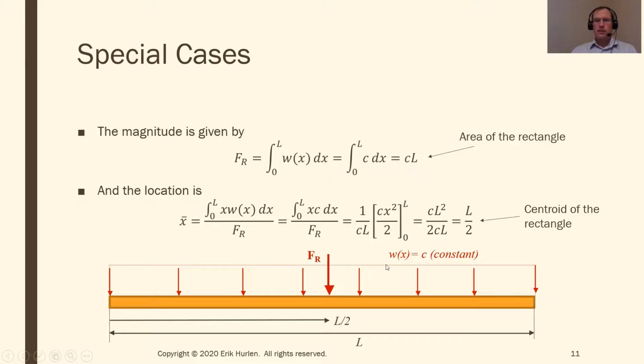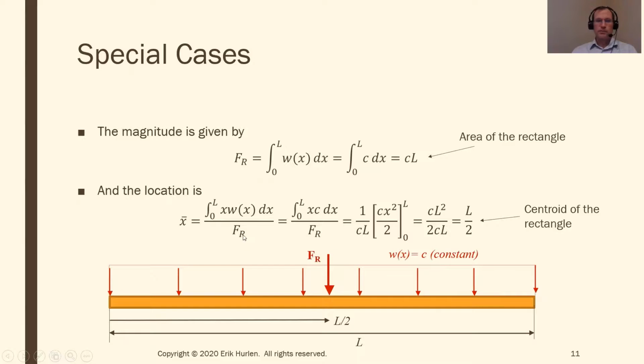If you think about this loading, so this curve, W of X equals C, C is essentially the height of where this line is. And so C is the height of this rectangle, L is the length of this rectangle, and so the area of this rectangle is just C times L. So like we said, a shorter way to do this is to find the area under the loading. In this case, the loading is a rectangle, so just base times height, L times C.